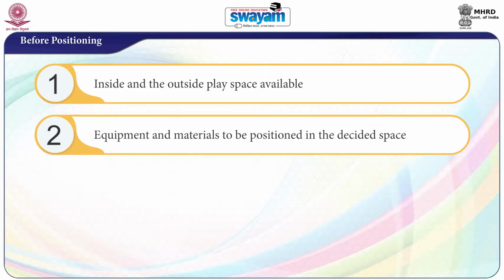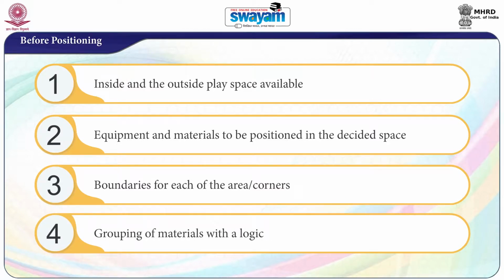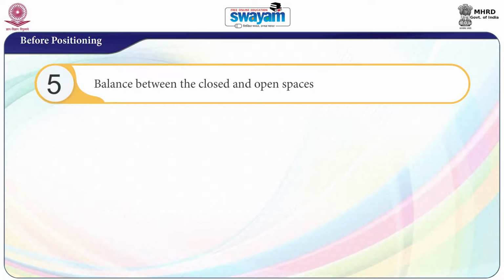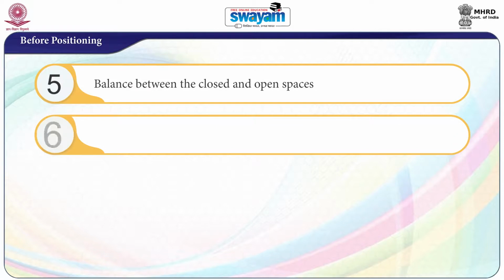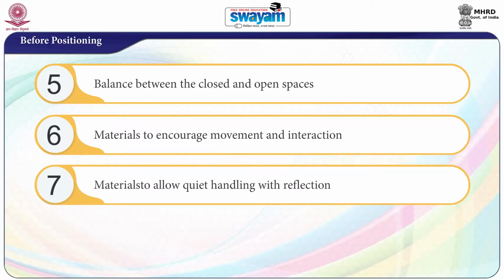The list of equipment or materials to be positioned in the decided space. The boundaries for each of the areas or corners and its distance from the center. The grouping of materials with a certain logic that facilitates learning. A balance between the closed and the open spaces or materials. The positioning of materials to encourage movement and interaction. And the materials, at least a few, to allow quiet handling with reflection.